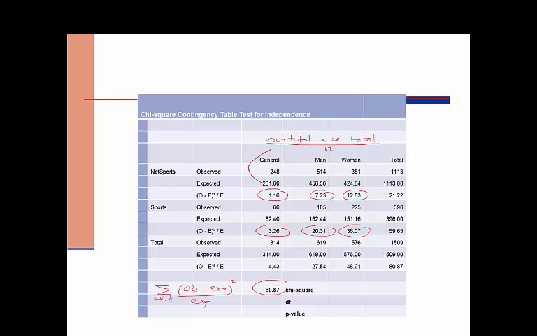What's the degrees of freedom? 2. And the p-value, if you look it up on Minitab, you can put in the chi-squared value of 80.87, degrees of freedom of 2. Remember that chi-squared distribution is one-sided, right? Put in a chi-squared value of 80.87, and that area will be the p-value.